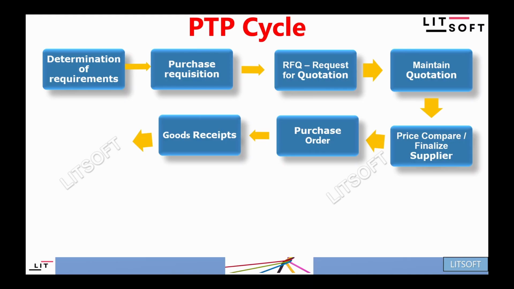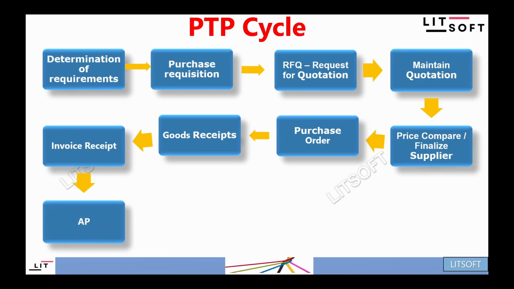In this scenario, we are going to talk about the purchase order again, then goods receipt against the purchase order. Against the goods receipt, I got the invoice receipt and I have updated it in the system. Then against the invoice amount, I am going to make the payment, and the finance department will take care of that. This is the overall PTP cycle: purchase requisition, RFQ, maintain quotation, comparison, then purchase order, goods receipt, invoice receipt, and account payable. So this is the overall cycle.